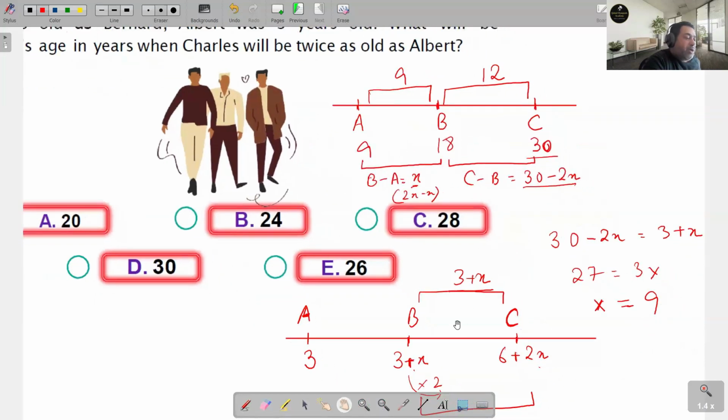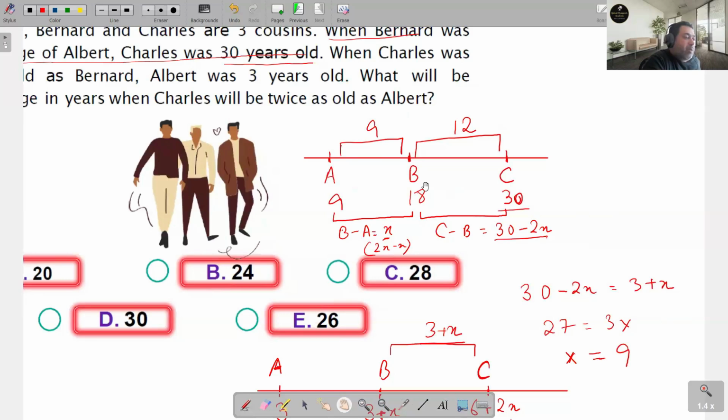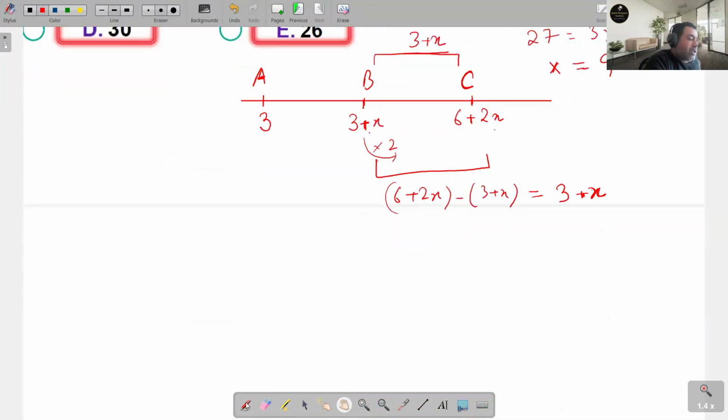Okay, now what is the difference between Charles and Albert's age? That is 12 plus 9, which is 21 years. Right, so now let's look at this.